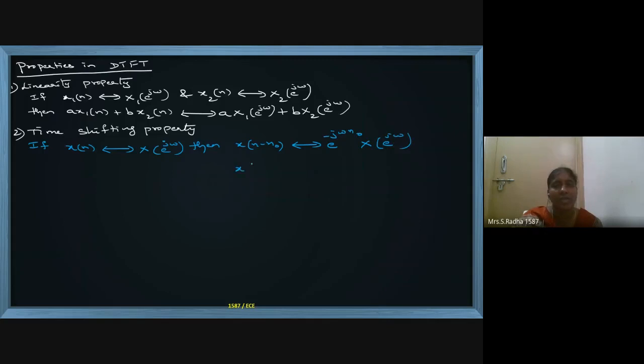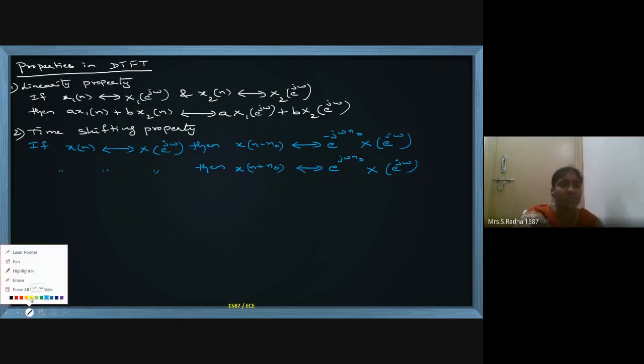If the shift is n plus n naught, then we will have e power plus j omega n naught times x of e power j omega. So you have two cases.